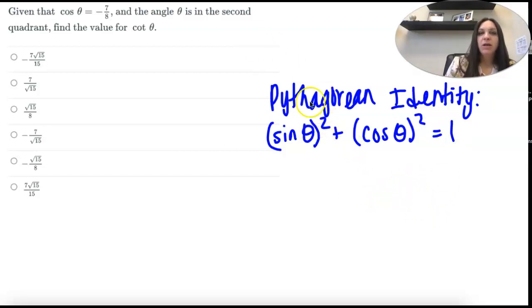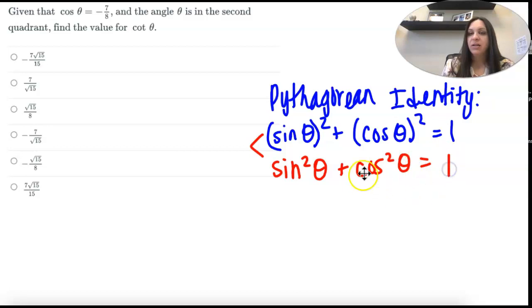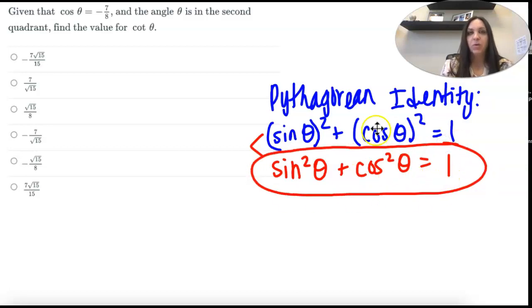The way we write our notation though, instead of doing sine theta squared, we write it sine squared theta, but these are equivalent. That means they're the same, it's just a notation. So sine squared theta plus cosine squared theta equals 1, this is the Pythagorean identity. And we're going to use that because we're given cosine and we need to find cotangent.